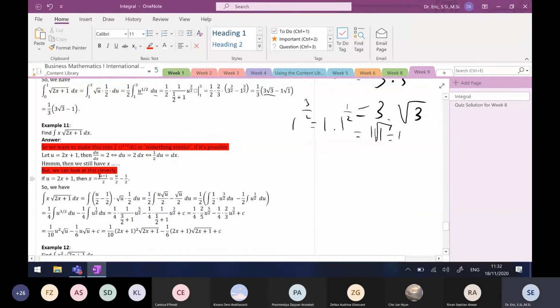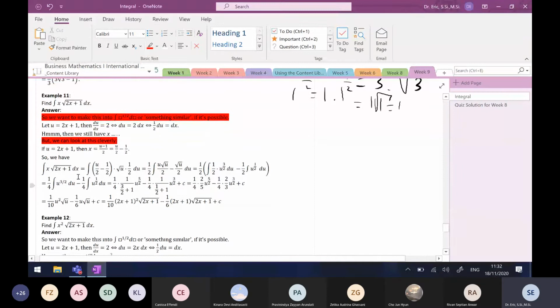Okay, so u minus 1 divided by 2 is u divided by 2 minus 1 divided by 2. So you can simplify this. What is x? X is u times a half minus a half, times square root of u. Okay, this is lucky, we are not dealing with the boundary. Square root of u. What is dx? A half du. So I have this one.